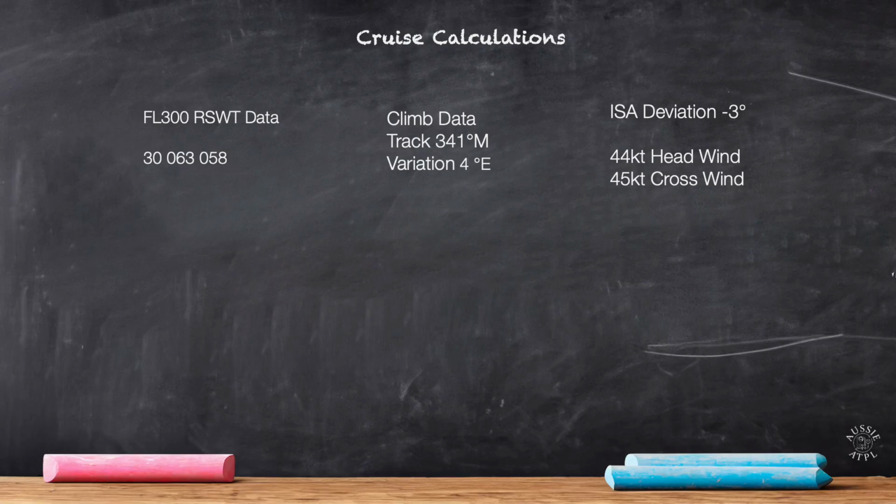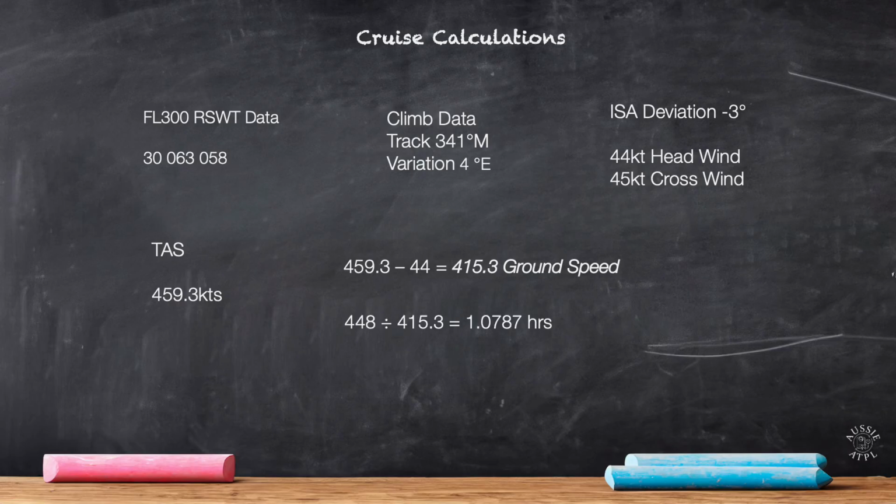Now to find the TAS, you can either use your whiz wheel, or I prefer the speed of sound formula as it's a bit faster and more accurate compared to a whiz wheel, which can be up to 4 or 5 knots off, just based on manufacturing differences. So if you're interested in how the speed of sound formula works, you can join the community below. There's lots of information in there on it. But you should find yourself a TAS of 459 knots. Now take away our headwind component of 44 knots, you'll be left with the ground speed of 415 knots.